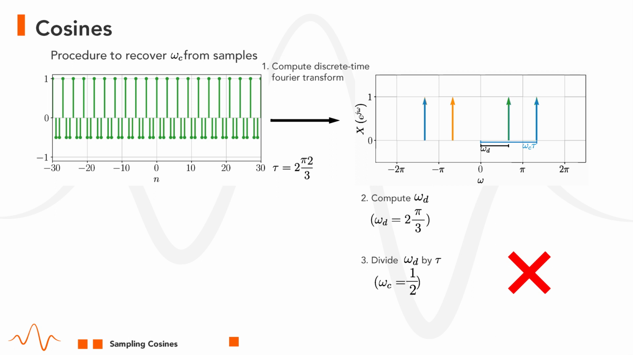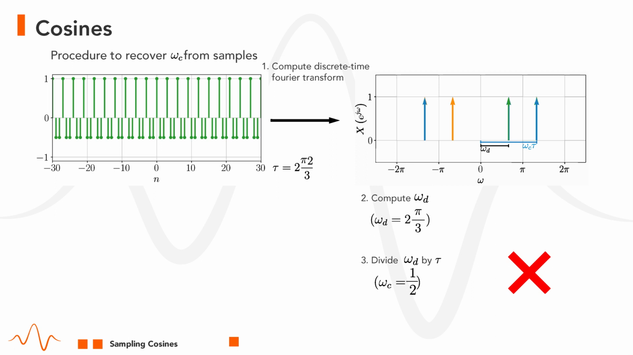As we discussed, barely anything changes when we change the sampling period from 2 pi over 3 to 2 pi times 2 over 3. The samples of the continuous time signal remain the same, and the discrete time Fourier transform remains the same. So omega d remains the same. Omega d is the distance of the first delta to the origin. However, tau changes. So now, when we divide by tau, we get omega c equals 1 over 2.